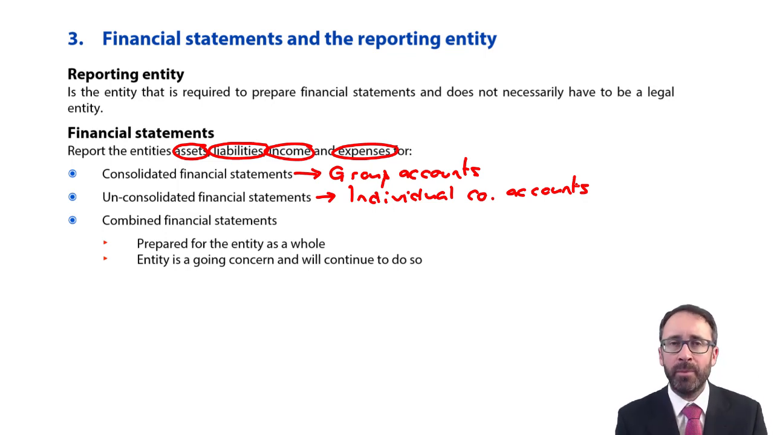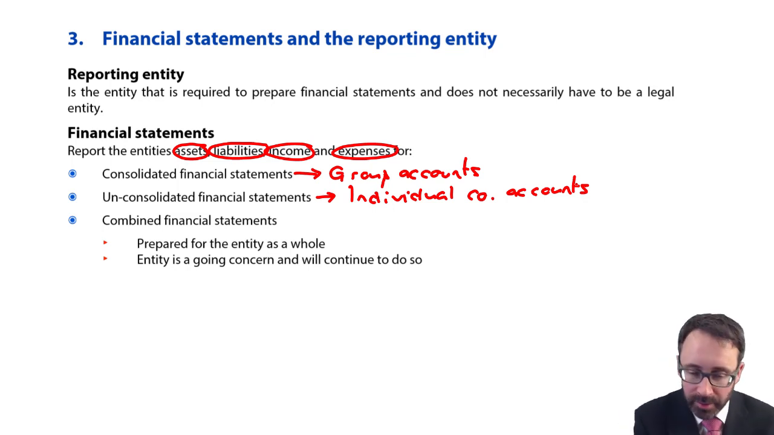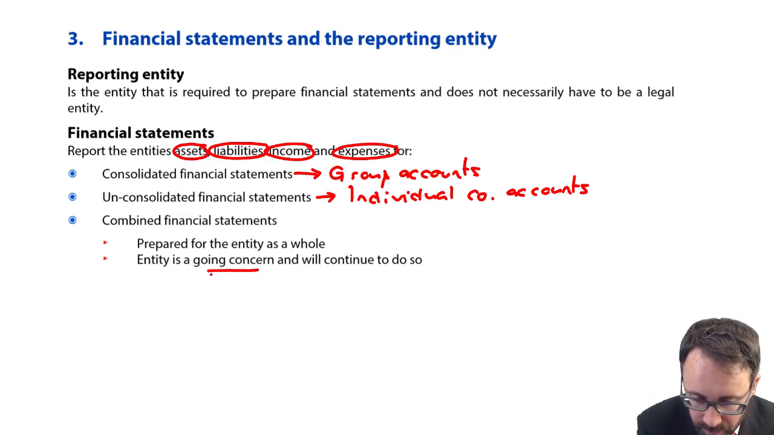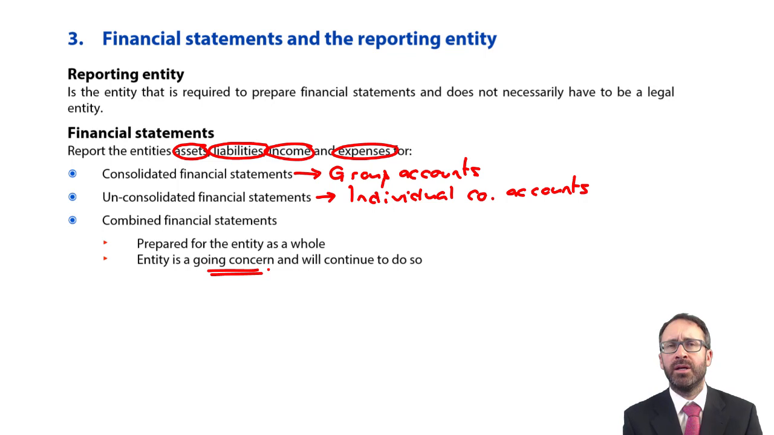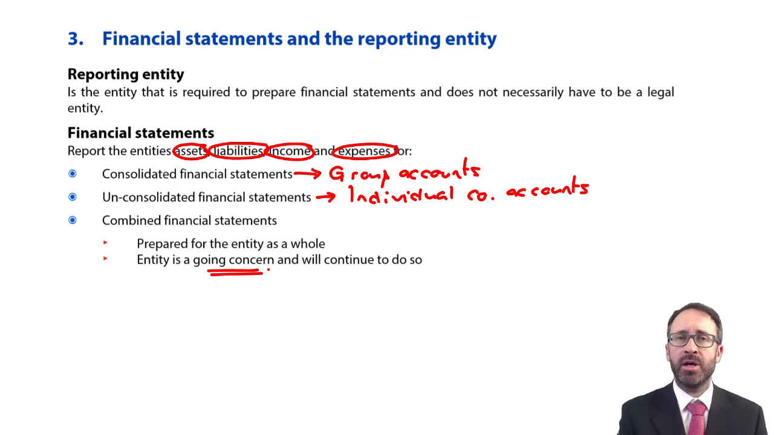And whenever you're preparing any of those financial statements, whether it's for the group accounts, whether it's for the individual company accounts, whether it is for a joint venture, you need to ensure that you are preparing it based upon a going concern basis. And if we're preparing it on a going concern basis, we're making the assumption that the entity is able to continue for the foreseeable future. So that's longer than a year.